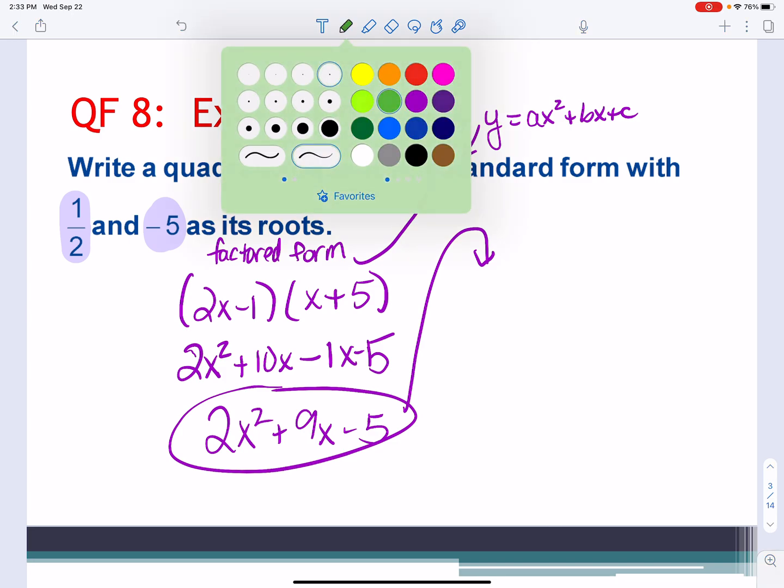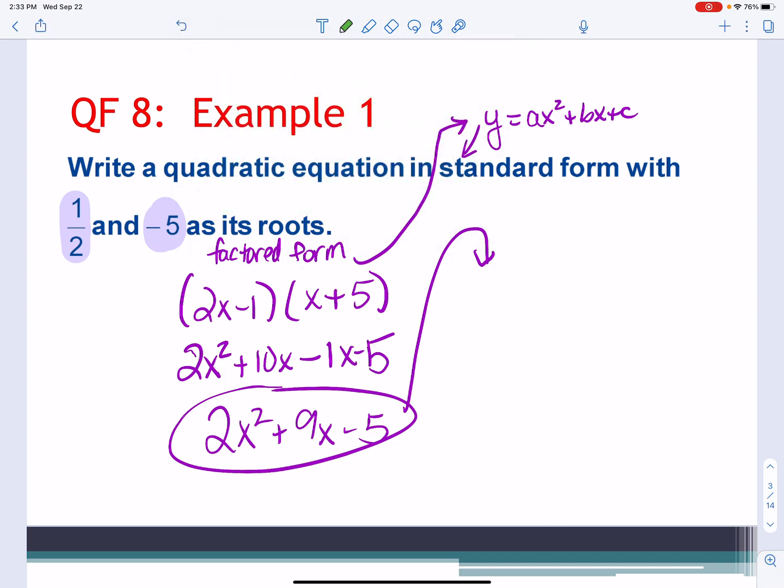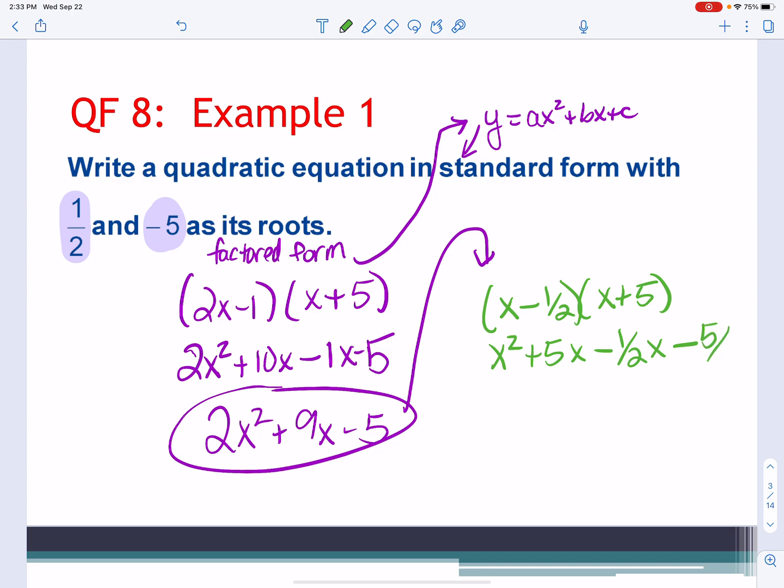I just want to show you this. What if instead of doing 2x minus 1, what if I did x minus 1/2? I could still, that still hits at 1/2 and at -5. So I FOIL: x squared plus 5x minus 1/2 x minus 5 halves. So that's 10 halves minus 1/2. So this would be x squared plus 9 halves x minus 5 halves.